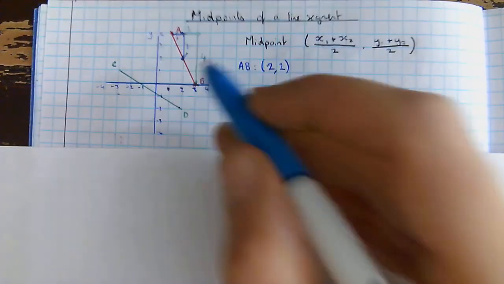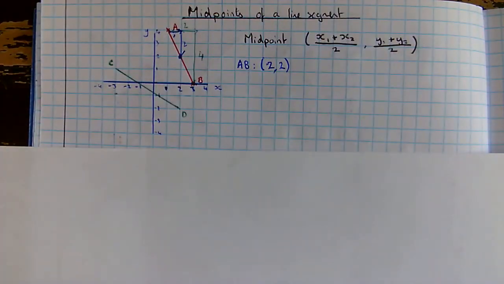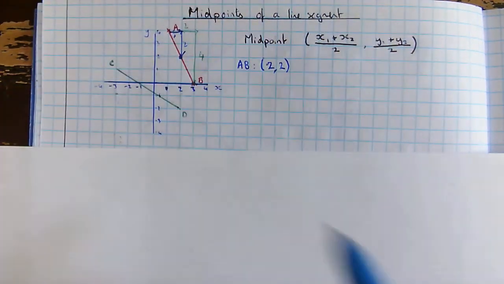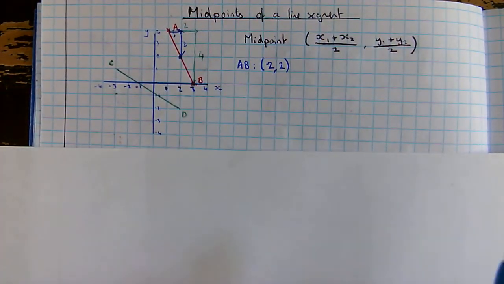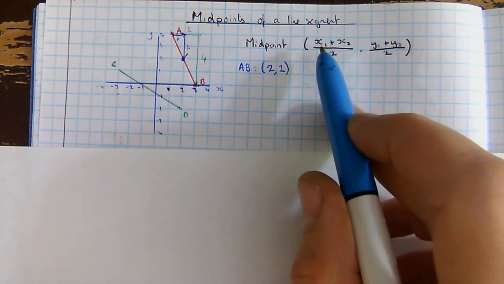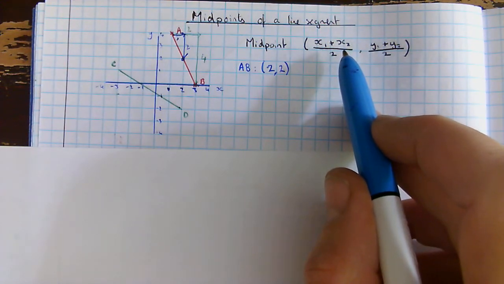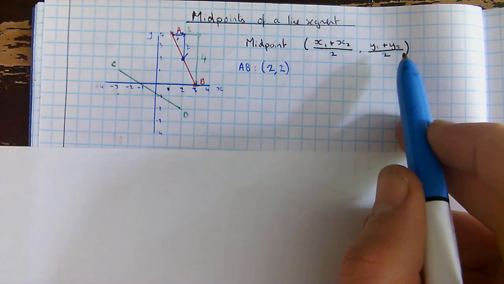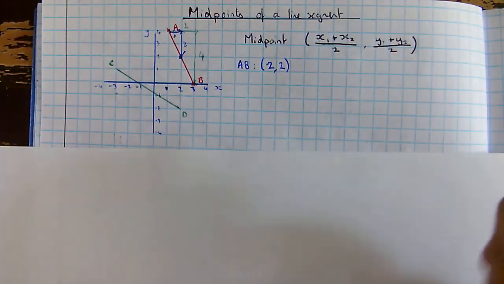And you may have been able to see that just by looking at the line and saying, let's guess where the middle is. That's fine, but questions are likely to be more complicated than that one. So you can do it using the graph there. The alternative is to use my formula. What this is telling me to do is to find the average of the x-coordinates and find the average of the y-coordinates, adding them together and dividing by 2.